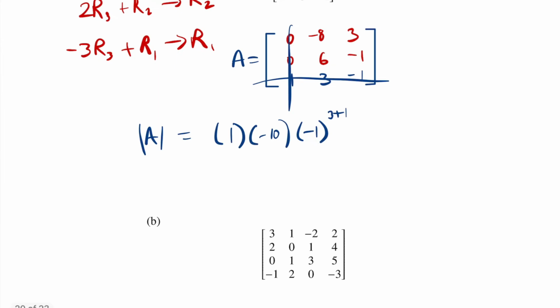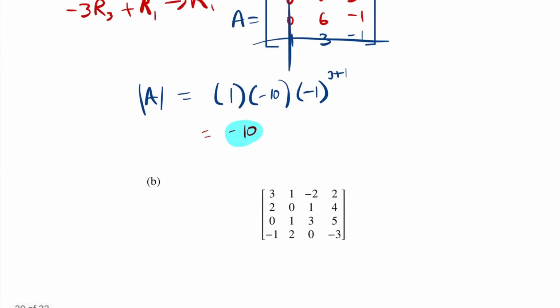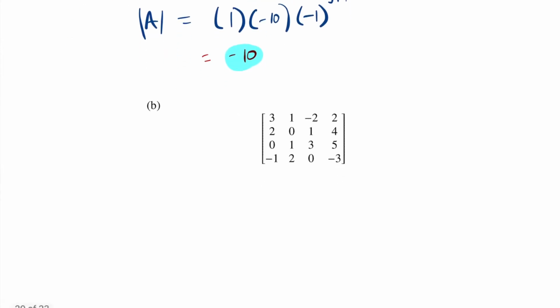Which is 4. That's an even number, so that's positive 1. So that's going to be negative 10 as the final answer. All right, so that's what introducing zeros does. It makes finding the determinant much easier.